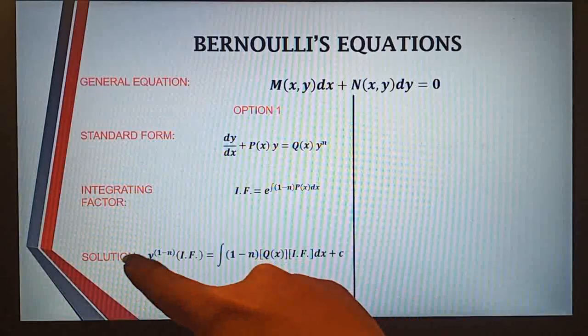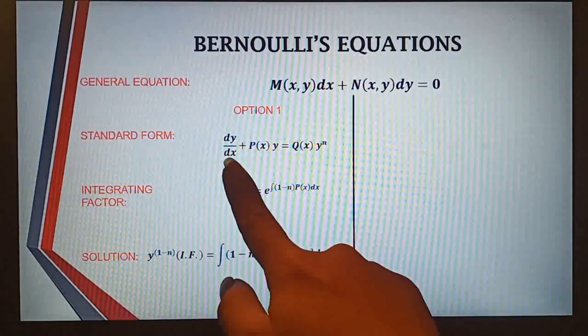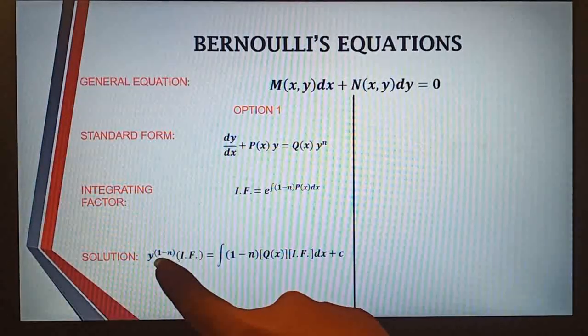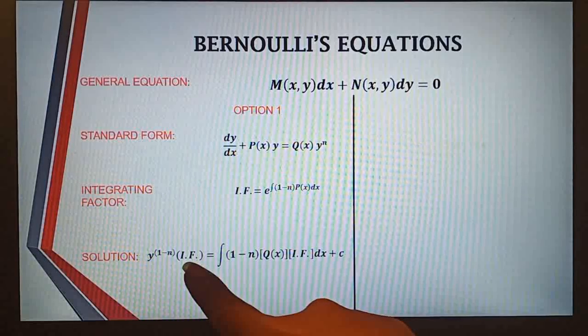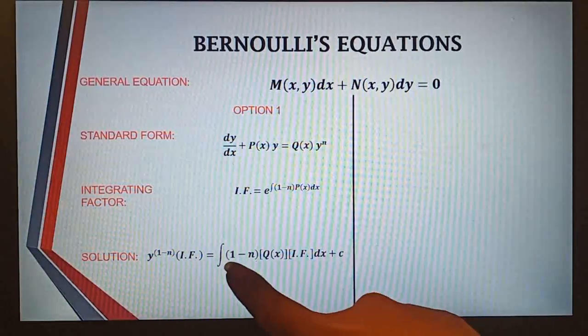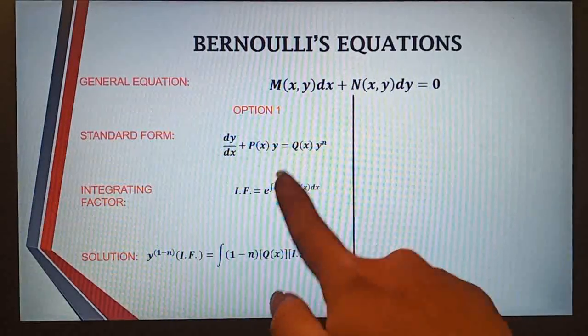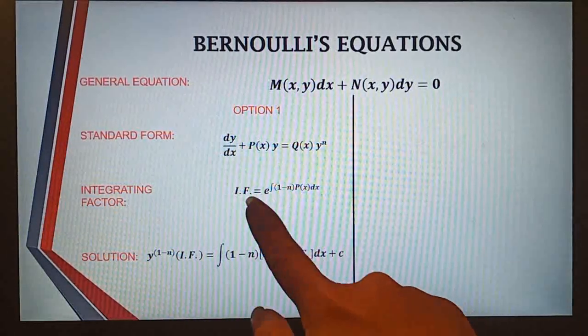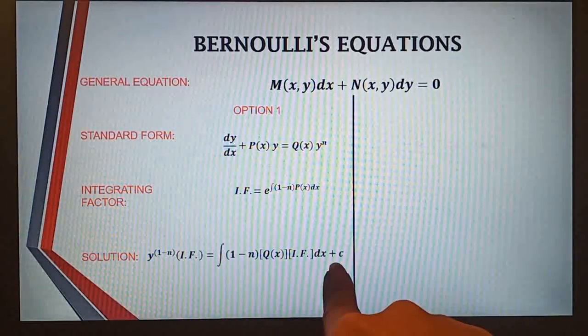equation. So you need y kasi naka-dy over dx tayo. Then the computed 1 minus n, then multiply to the integrating factor equated to the integral of the 1 minus n, then the q of x, then multiply to the computed integrating factor multiplied to dx plus c.